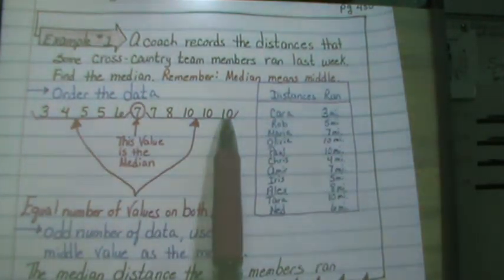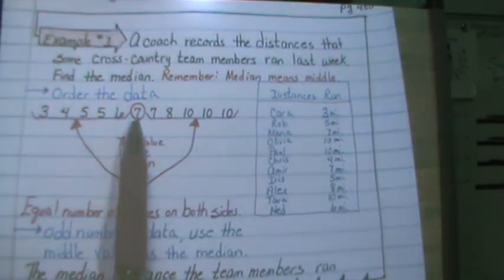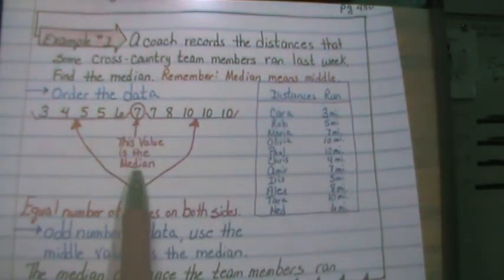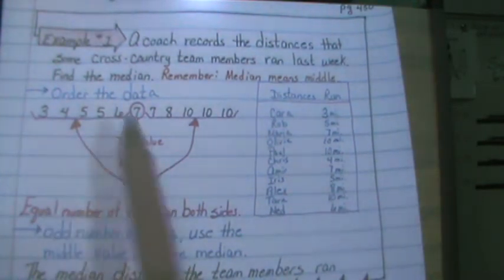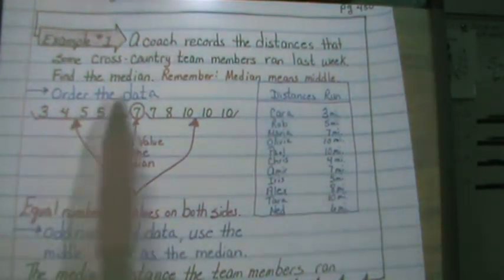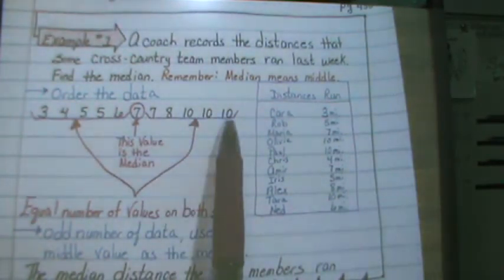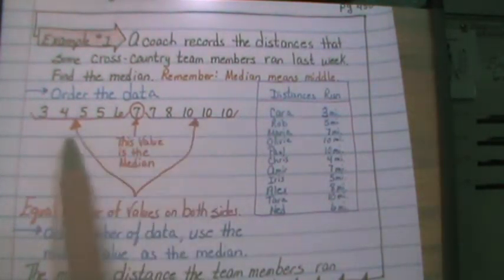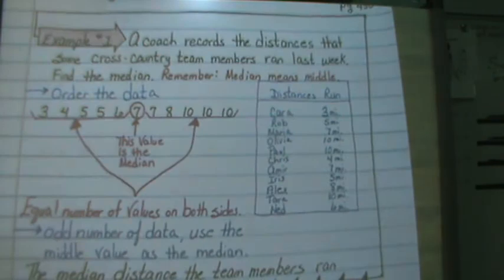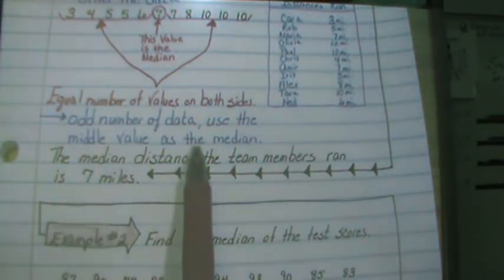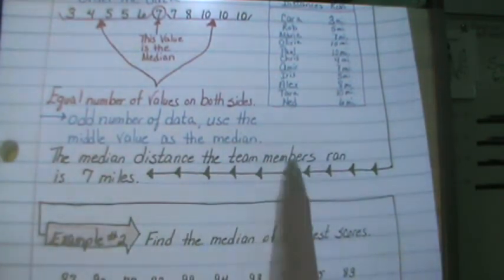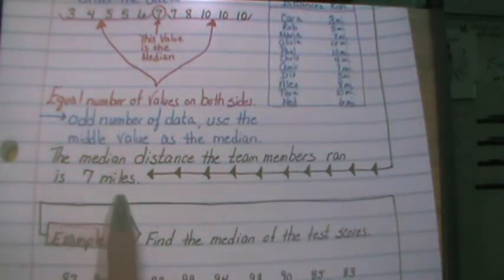I have an odd number of pieces, so that means the middle number will be my median. I don't have to do anything else. I just take that middle number and I'm done. And make sure that you have an even number of pieces on both sides: 1, 2, 3, 4, 5 and 1, 2, 3, 4, 5. So in this case, I do. With an odd number of data, you just use the middle number as the median. The median distance the team members ran is 7 miles. Okay?